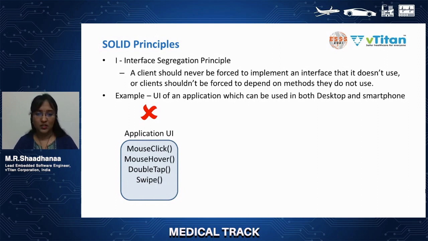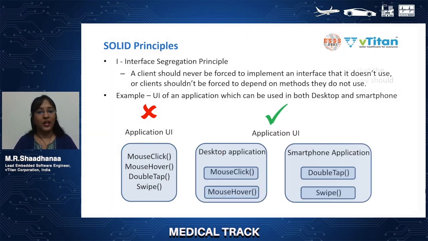So the proposed solution here is we have to segregate our application into two parts, which is one is desktop application and the other is smartphone application, where desktop will have only mouse click and mouse over and smartphone application will have double tap and swipe. Now this satisfies my interface segregation principle. My client isn't getting anything which they don't need. So this satisfies the principle.